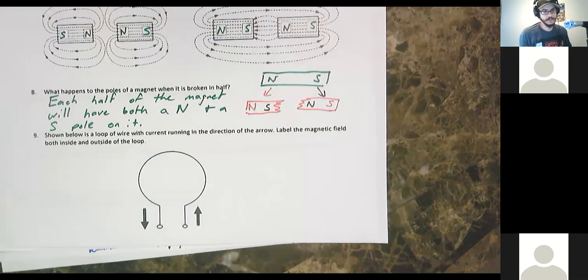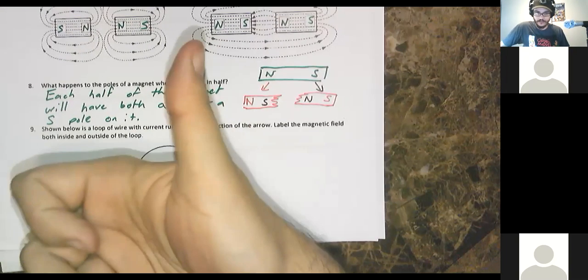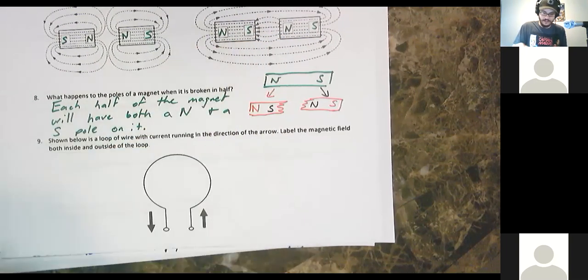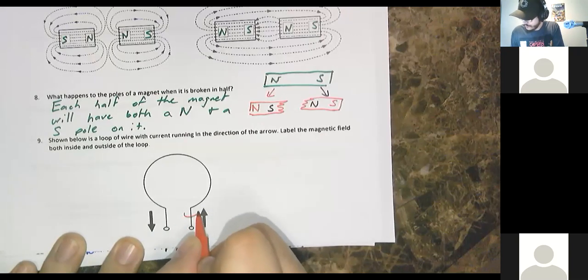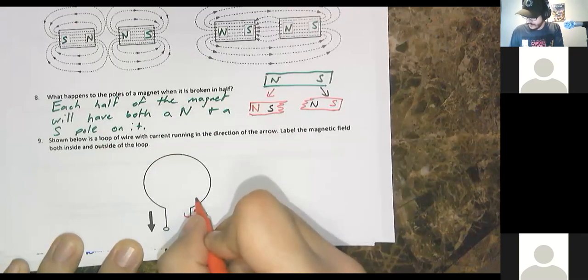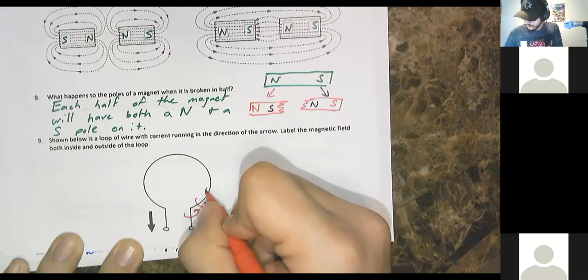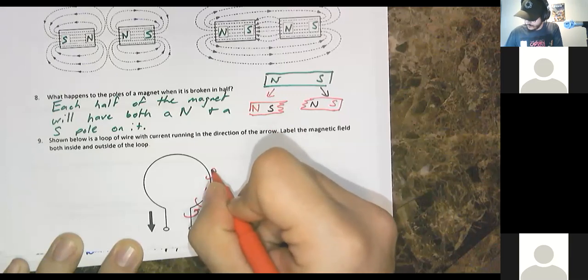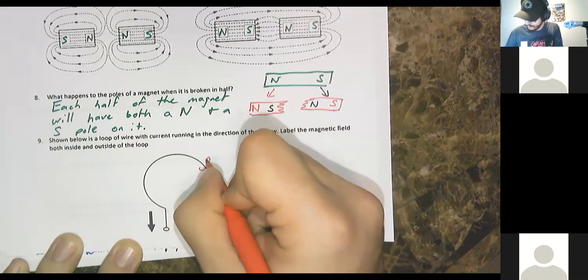Number 9. Shown below is a loop of wire with a current running in the direction of the arrow. Label the magnetic field both inside and outside of the loop. You got your right hands ready? So we're going to use the right hand rule. The current's going this way, so at this bottom straightaway, we know the magnetic field is going to be looping over like this. And then from here, it's going to be looping over like this. And you can just go ahead and trace that all the way around.